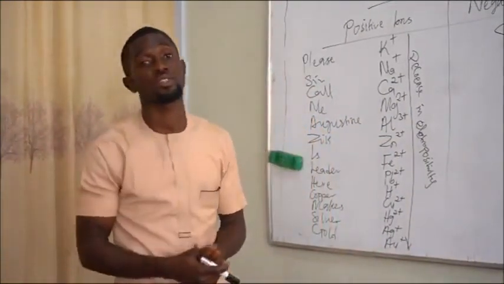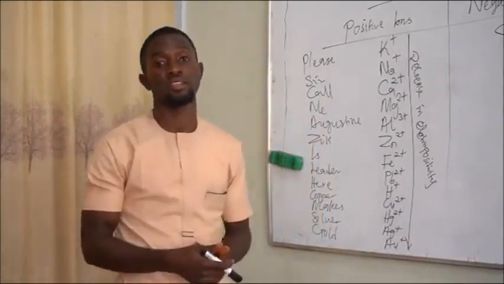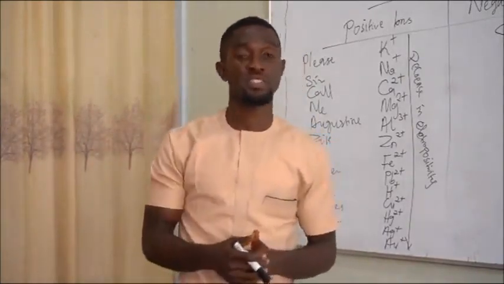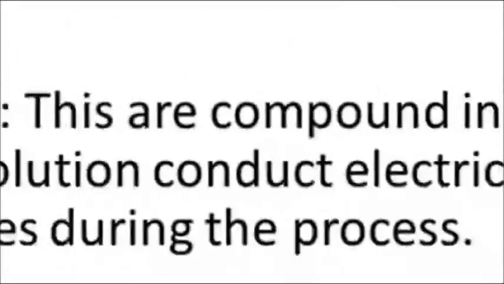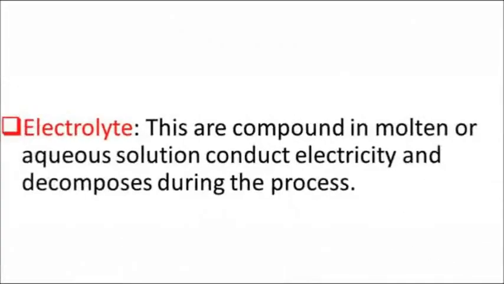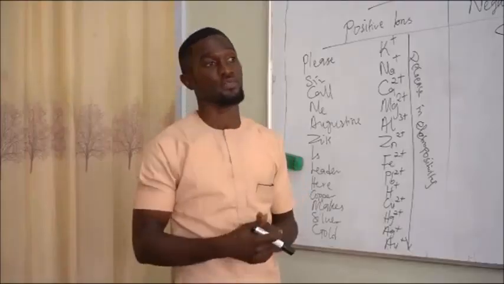Now we have some terms that are used in electrolysis. We have the electrode, we have the electrolyte. Now what is the meaning of these things? The electrolyte first. Electrolytes are compounds, either a molten or aqueous solution, that conduct electricity and decompose in the process.